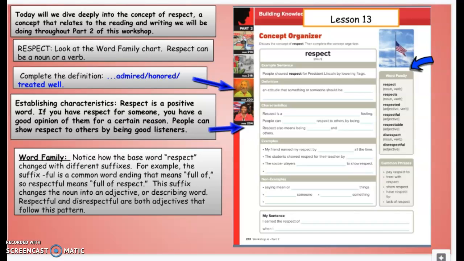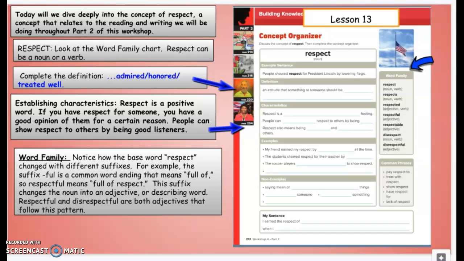Now what we're going to be doing is going through these examples, and then I'm going to give you some time to just read through the word families, noticing how when we put a suffix, which is an ending, that changes the word. So notice the base word respect. It's going to be changed with different suffixes. For example, the suffix ful is a common word ending that means full of. So respectful means full of respect.